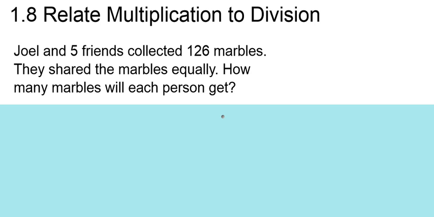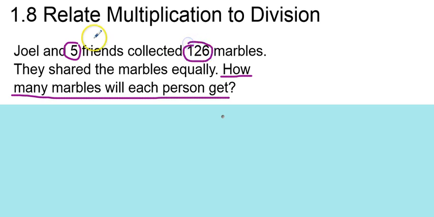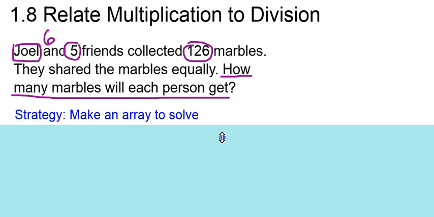So we're going to focus on our question because our question helps us solve and we know what we're looking for. This is our question. How many marbles will each person get? Well, we know that there are 5 friends, and we know that there are 126 marbles, and we know that Joelle is the owner of these marbles, so we have to include him. So Joelle and 5 friends, so that's a total of 6 people that we're looking to see how many marbles they will get.